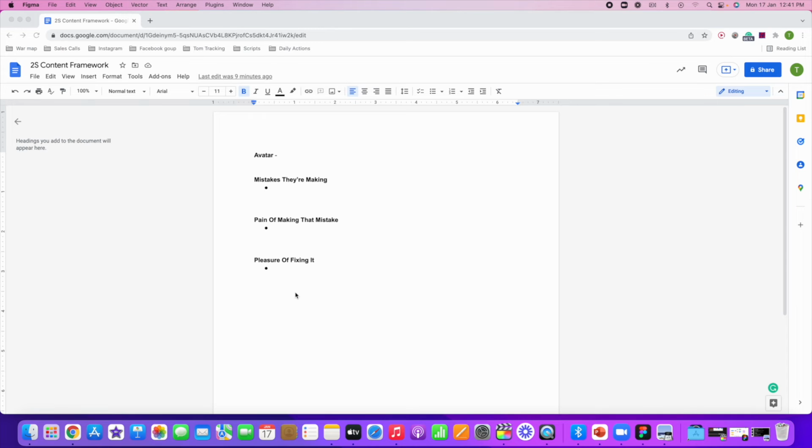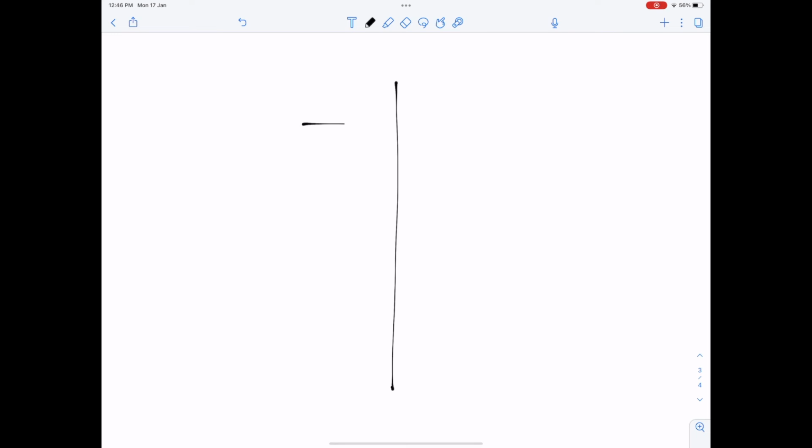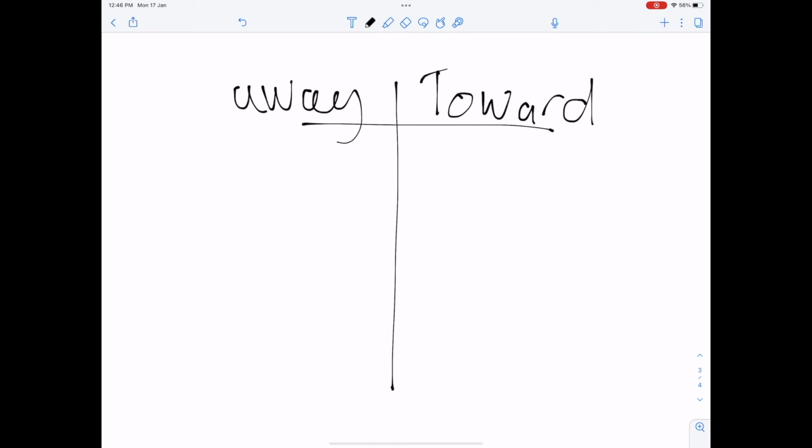And then what's the pleasure of fixing it? And this is what I'll go over now, away from and towards. So if we have a look at this here, what I'll usually do is just draw a line in the sand. I draw a line on a piece of paper like this. And I'll just go away, towards. And then I'll write a big list of all the goals that are away from a pain or towards a goal.